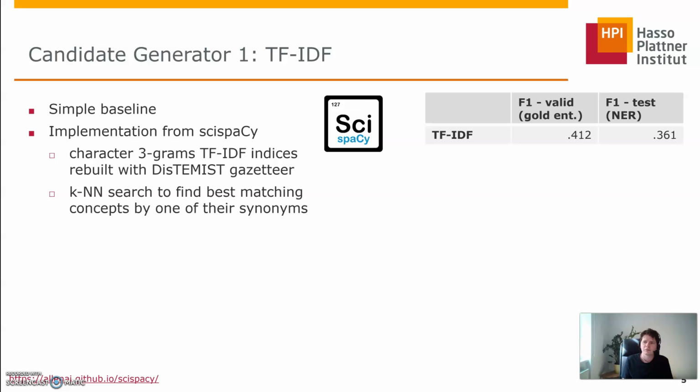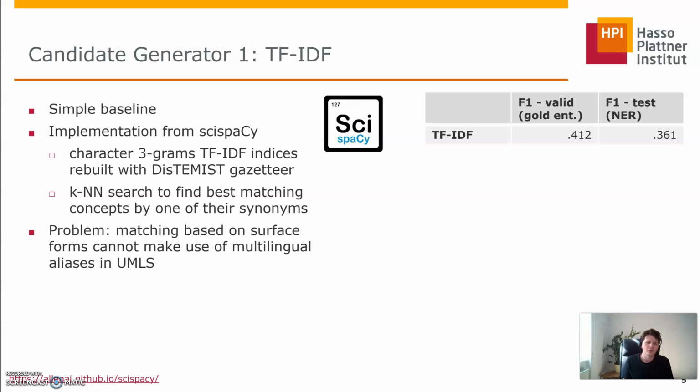And this yields, on the test set, an F1 score of 0.361, which also includes the named entity recognition. So without needing to solve entity recognition, assuming that the gold entities are given, which we could compute on our internal validation set, the F1 score would be slightly better. It's 0.412. So that's kind of the raw performance of our entity linking system. The problem with that approach is that matching on the surface forms with TF-IDF scores cannot really make use of multilingual aliases in UMLS because they might have just very different surface forms if the aliases are available in English, for example.